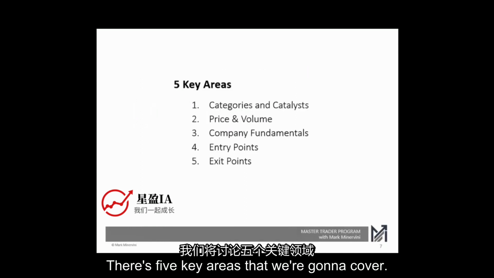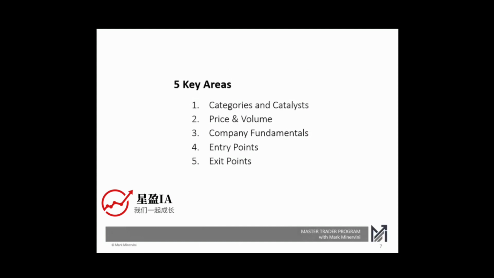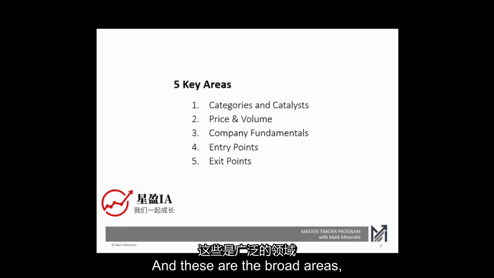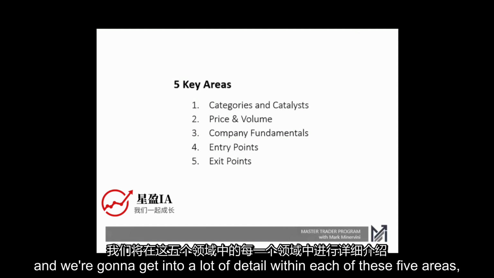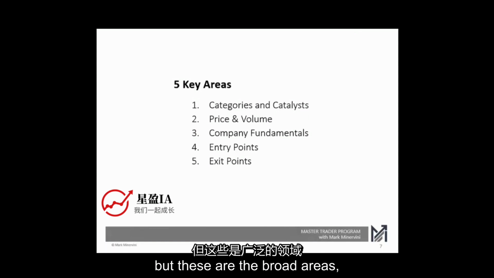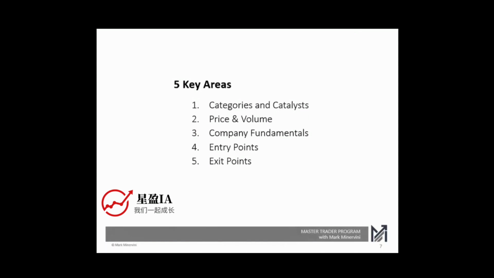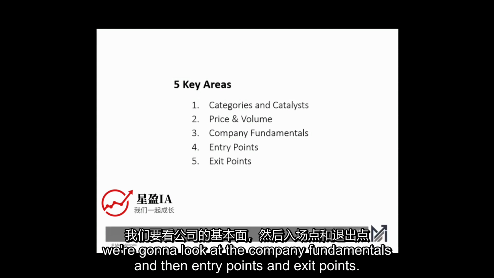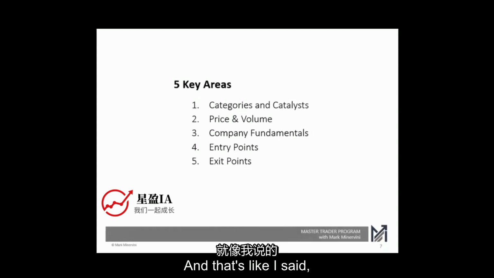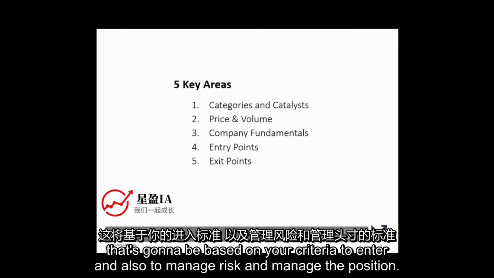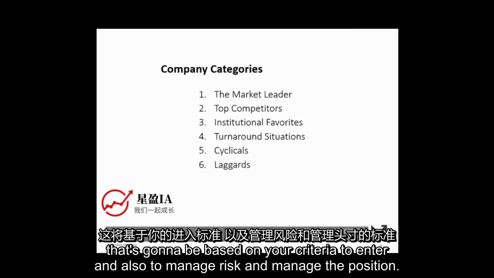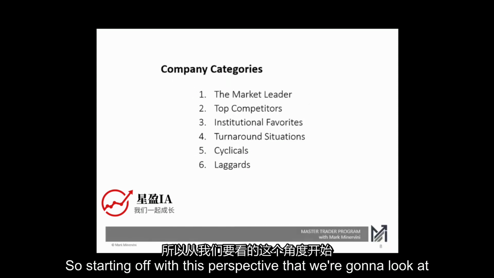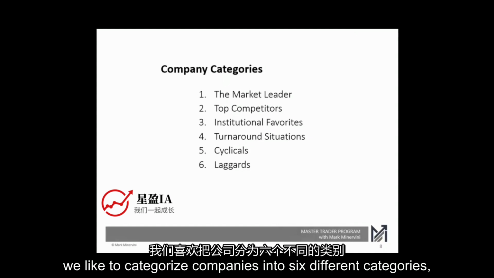There's 5 key areas that we're going to cover. All right. So, these are the broad areas, and we're going to get into a lot of detail within each of these 5 areas, but these are the broad areas: categories and catalysts, price and volume. We're going to look at the company fundamentals, and then entry points and exit points. And that's, like I said, going to be based on your criteria to enter and also to manage risk and manage the position.